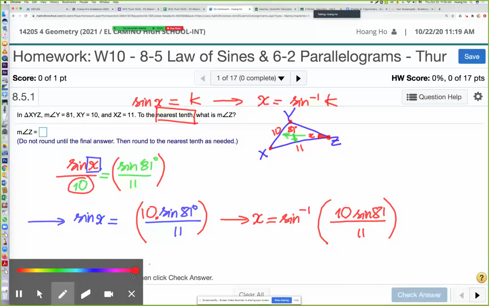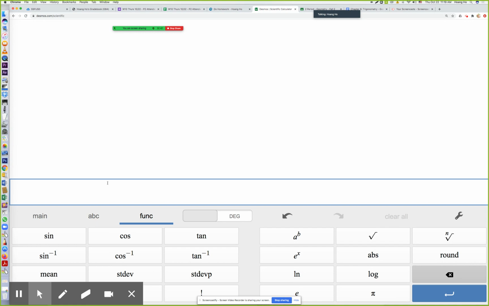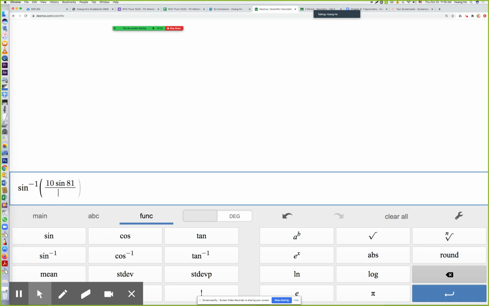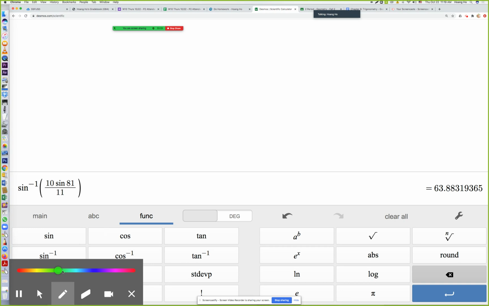Welcome. So now we just put this in your calculator and that's it. So let's go to the calculator right here. I just clear everything here. I put inverse sine, and then inside, I put 10 times sine 81 degrees over 11, and then I close it.